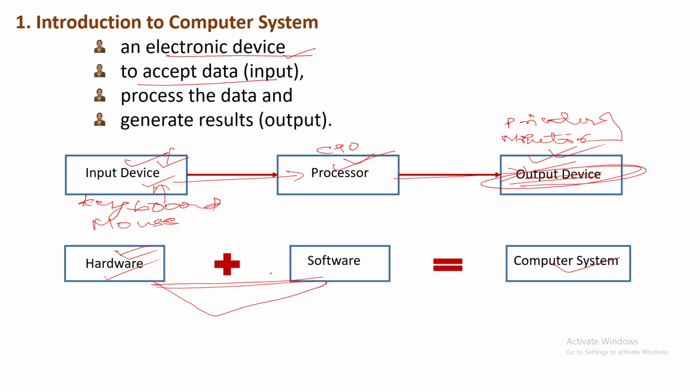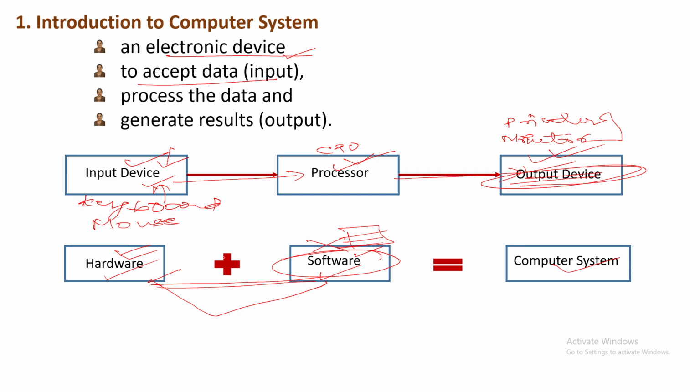Now suppose you have a hardware device, just like a keyboard, but you don't have software. Can you use it? No. If you have software on the monitor, on your mobile phone or your tablet, you install some software, but you don't have a hardware device for accepting data, like a keyboard or mouse, it is not available. So can you use this software? No. That is why a combination of both is necessary for a computer system, hardware and software. Right?